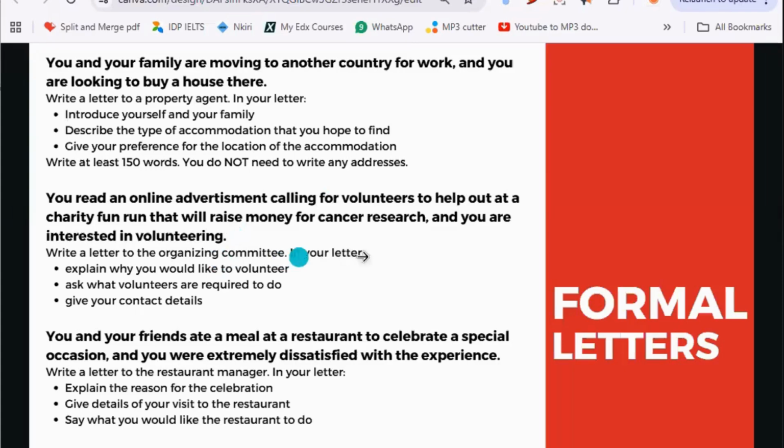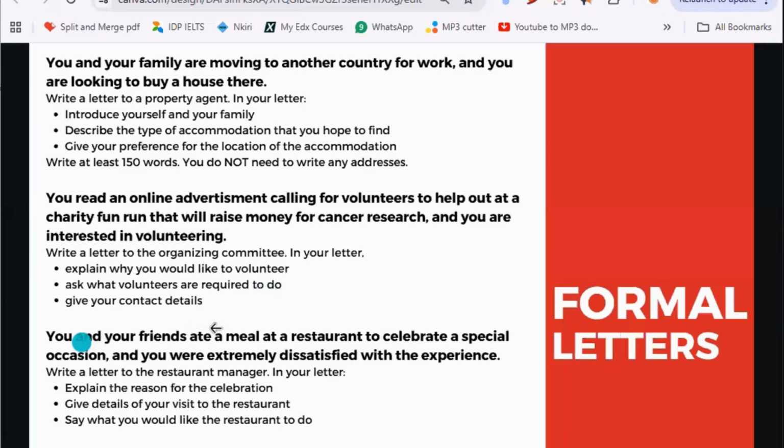In your letter, number one, explain why you would like to volunteer. So that must be addressed in the main body of your letter. Number two, ask what volunteers are required to do. And number three, give your contact details. This is another formal letter. And then look at the third one.